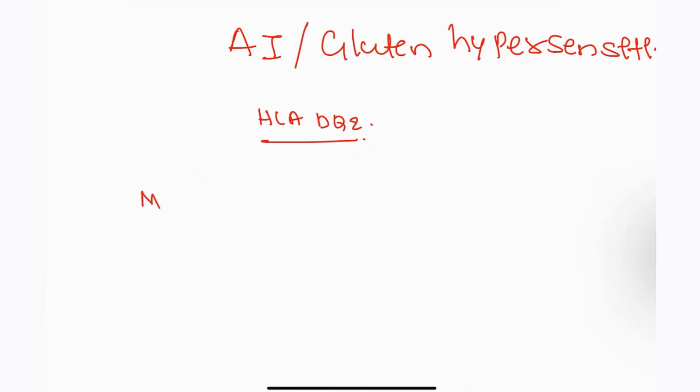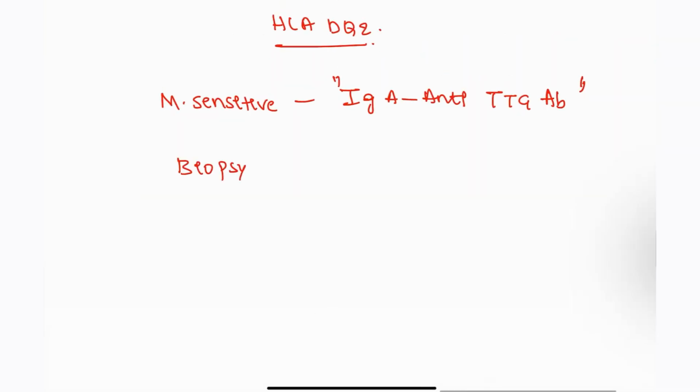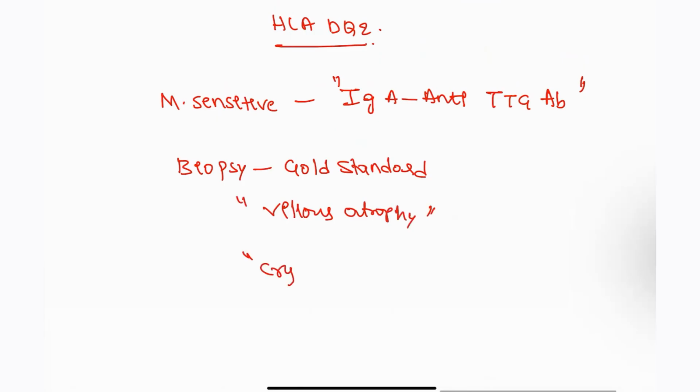Next, the most sensitive antibodies, if you see in their serum test, will be anti-IgA anti-TTG antibodies present in this patient. Whereas the biopsy is the gold standard for the test. On the biopsy, you are going to see villus atrophy, and also crypt hyperplasia will be seen in this patient. Right, this is how we are going to present.